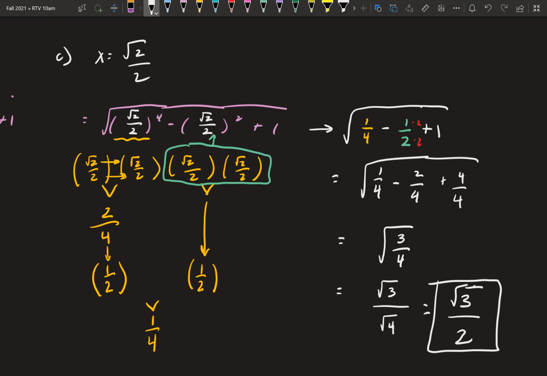What's really good about this example is what we did in orange. That square root part is really important because that's where people mess up in calculus. They mess up on stuff like this. They mess up on algebra.